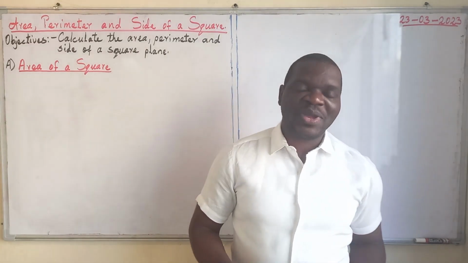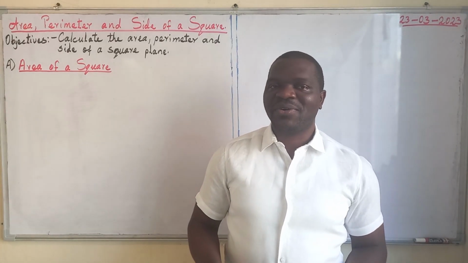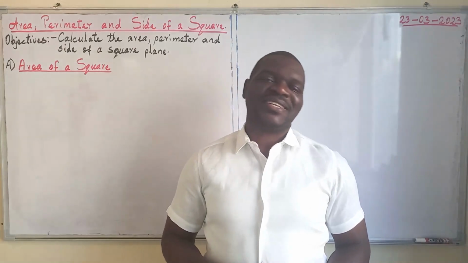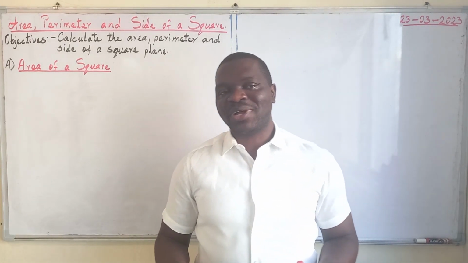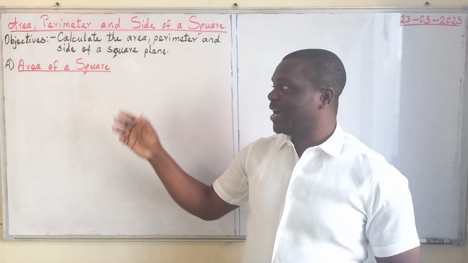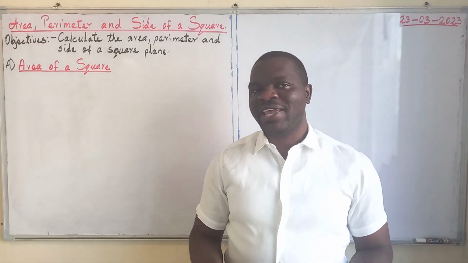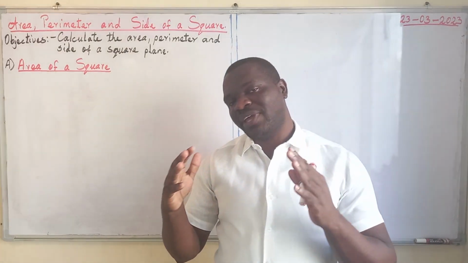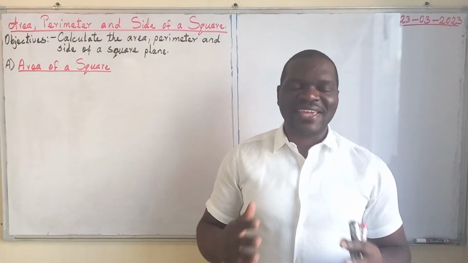Last time, we identified the different types of shapes in geometry, and today we are going to pick one and solve the different aspects of this plane shape, and this is a square. So in today's lesson, we are going to look at the area, the perimeter, and the side of a square, and that is our objective, so that by the end of the lesson today, you should be able to calculate the area, the perimeter, and the side of a given square. Without waste of time, we'll go straight into the area of a square.